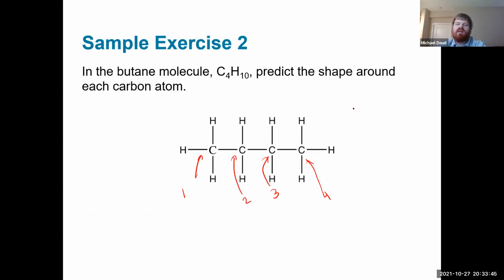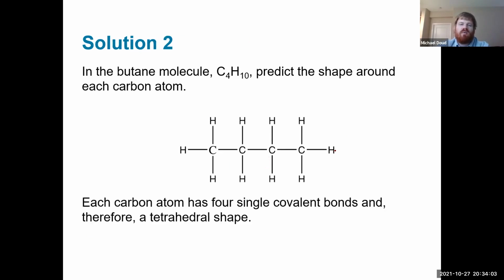Okay, so given that, guess what the geometries for each of these 4 carbons are going to be? Or don't guess, you know how to do this, so you can do it. Come up with the answer and pause the video, and then we'll talk about it together when we get back. So pause. Okay, we're back.